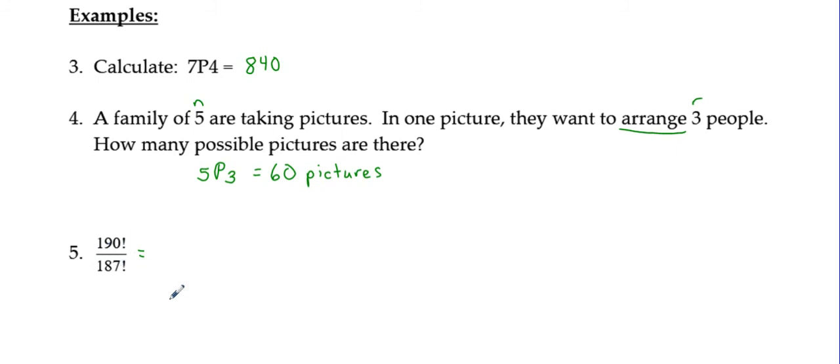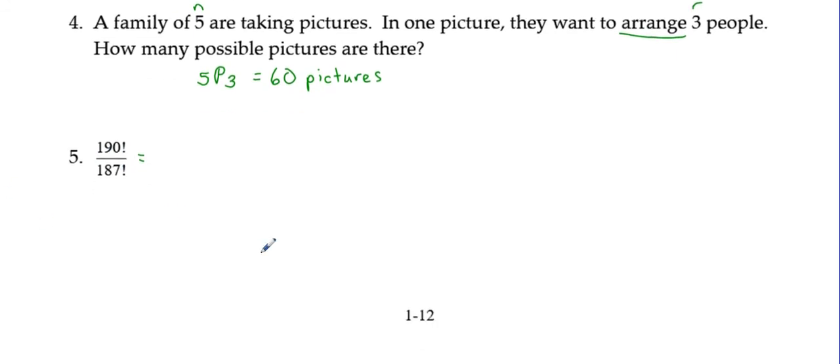Another type of example you'll get is one like this. 190 factorial over 187 factorial. Now they give you big numbers on purpose because I want you to try to put that into your calculator. 190 factorial over 187 factorial. So pause the video for a second, try that in your calculator and see what you get. When you're finished, come back to the video. So pause now and try it.